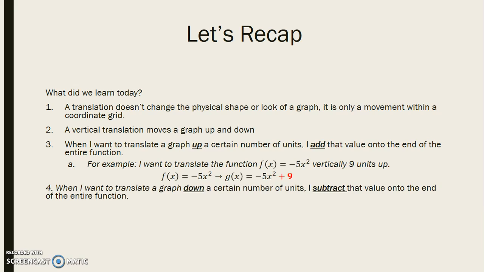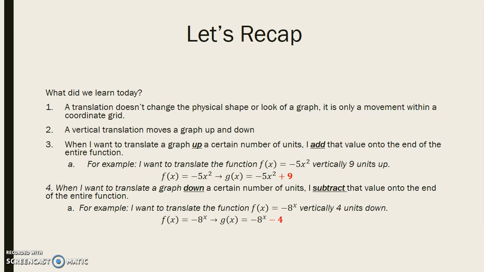And if I want to translate a graph down a certain number of units, I subtract that value from the end of the entire function. So if I want to translate negative 8 to the x vertically 4 units down, I would still have negative 8 to the x, and I would subtract 4 units. So negative 8 to the x minus 4.